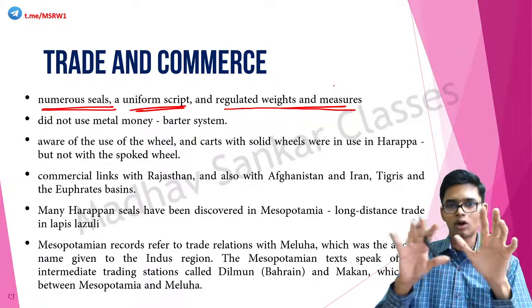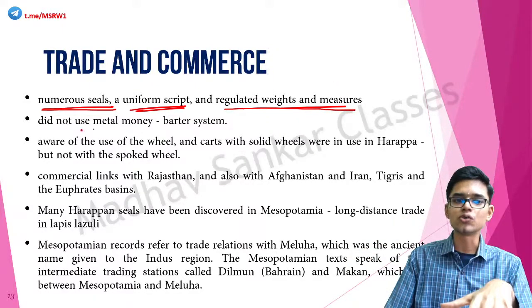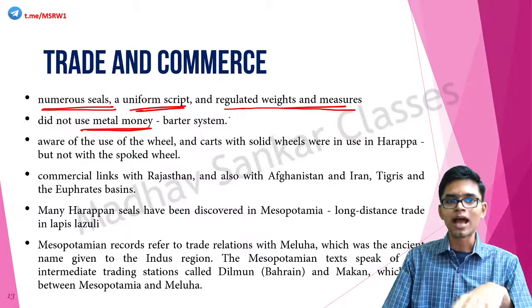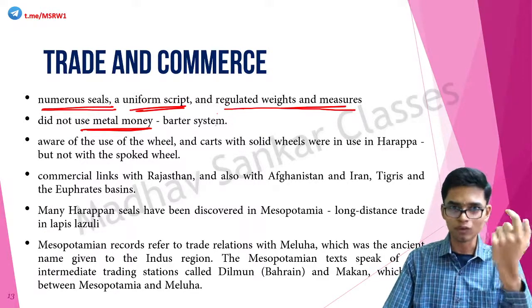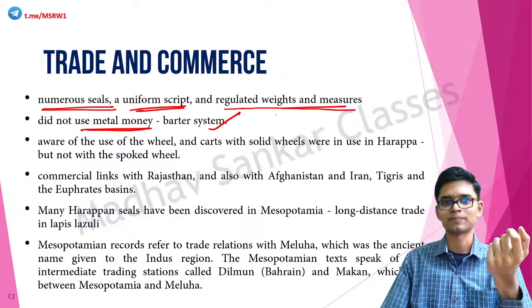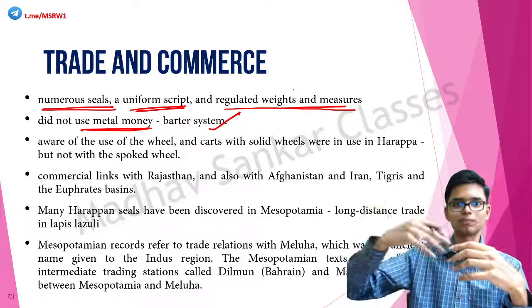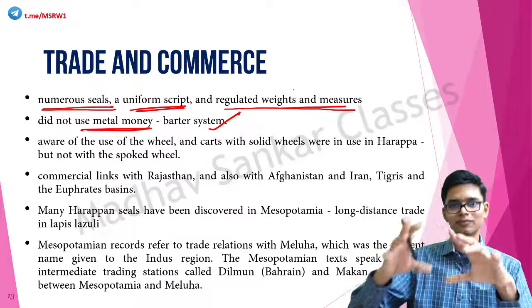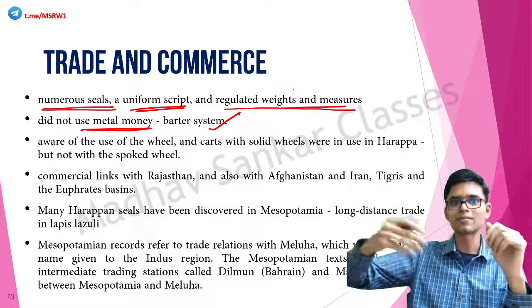But although we have all these things, we do not come across any use of metal money. Because of this fact, historians believe that the Harappan civilization focused on the barter system. In a barter system, you exchange objects with each other. This is the first mode of transaction in the world. It is the barter system.